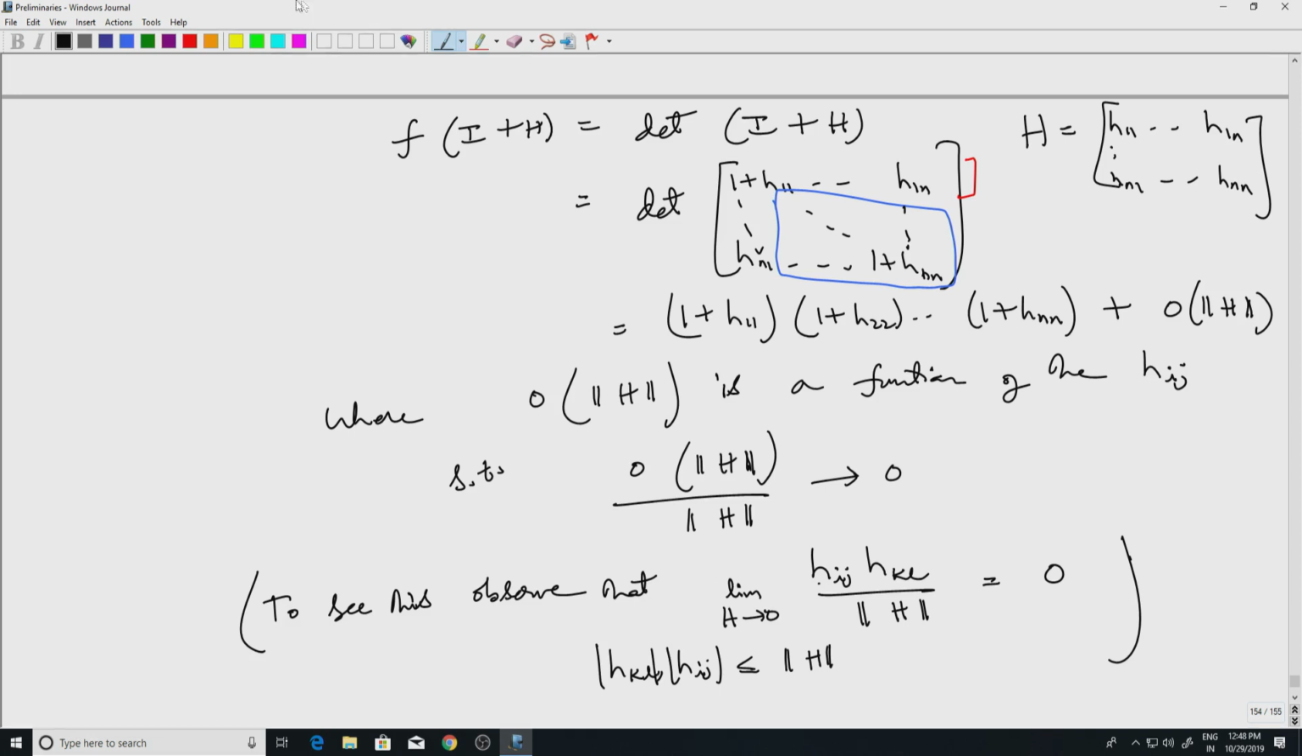So the product Hij, Hkl, both of them are less than or equal to norm h. So the product will be less than or equal to norm h squared. So this entire thing is less than or equal to norm h squared divided by norm h, and that will go to 0. Observe that.